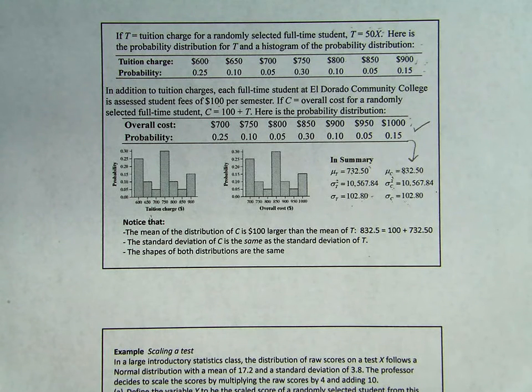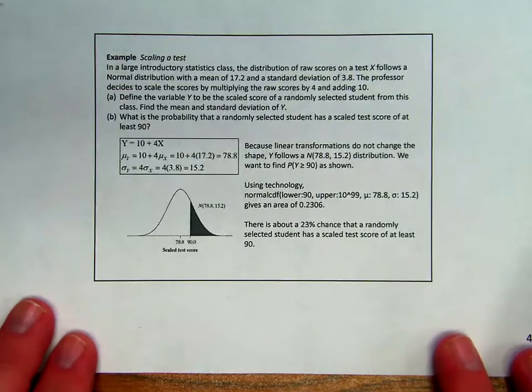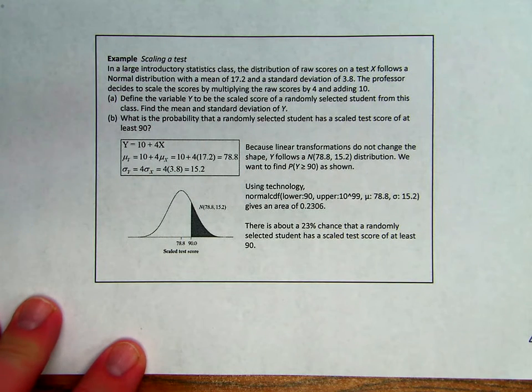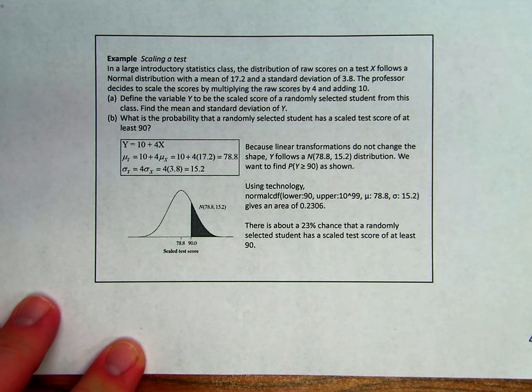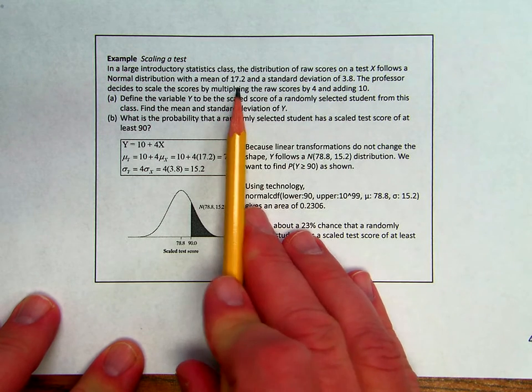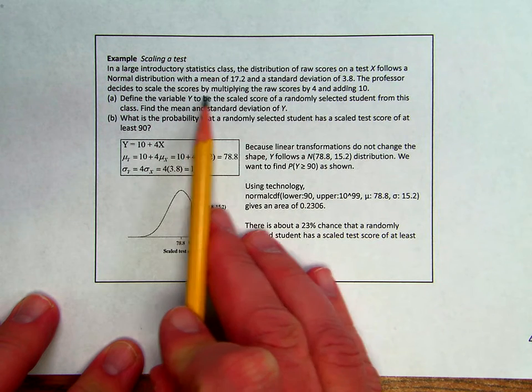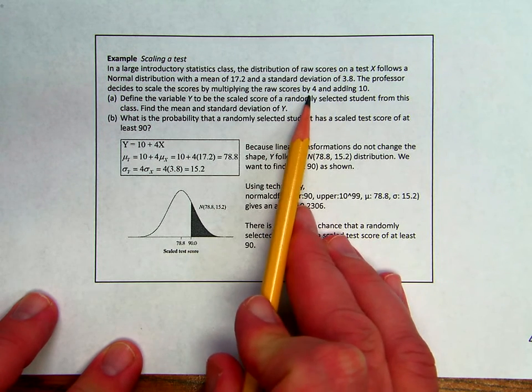All right, so all of those community college examples, we're dealing with a discrete probability distribution. The last example for today is going to be a continuous probability distribution. In a large introductory statistics class, the distribution of raw scores on test X follows a normal distribution with a mean of 17.8 and a standard deviation of 3.8. The professor decides to scale the scores by multiplying the raw scores by 4 and then adding 10.